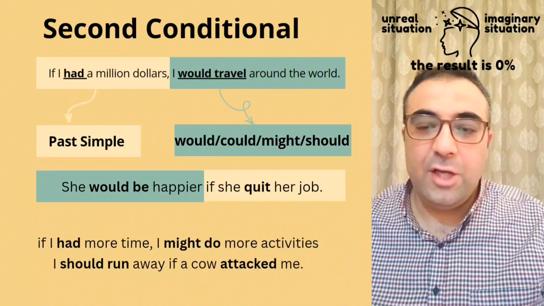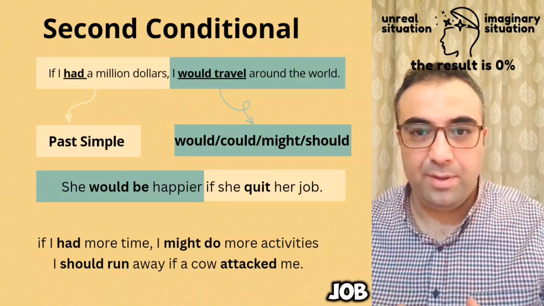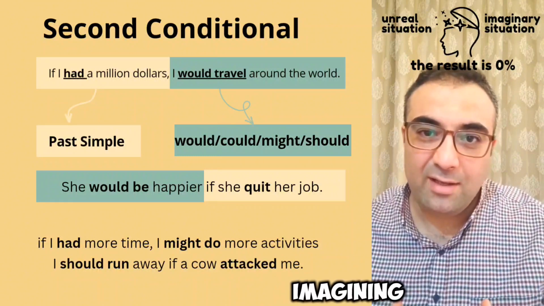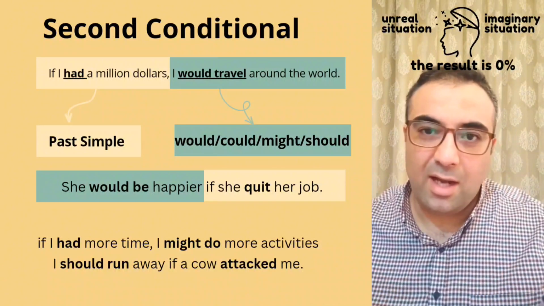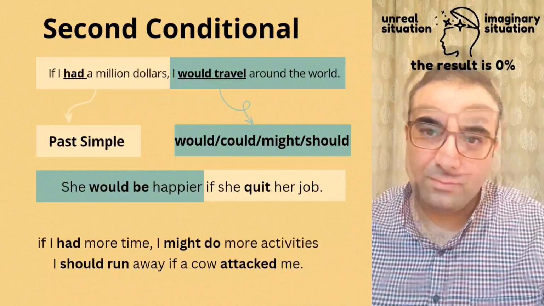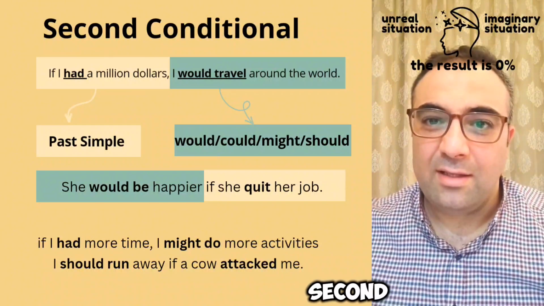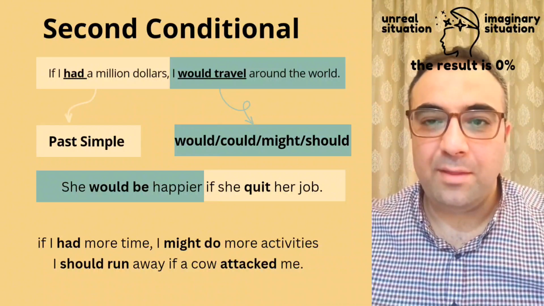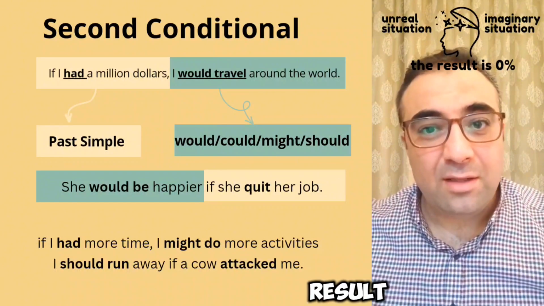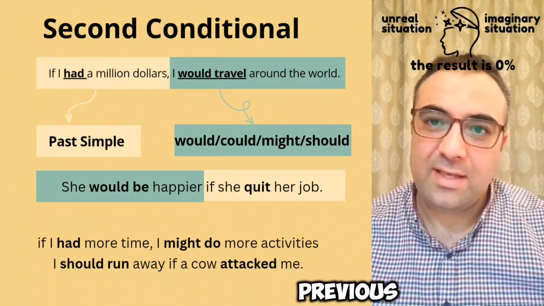Another example, she would be happier if she quit her job. She can't quit her job, so I'm just imagining. It's just imagination. Unreal situation, so we use second conditional. Now let's talk about the structure of the second conditional sentences. In the second conditional sentences, we form the if clause with past simple, and we form the result clause with would plus infinitive.